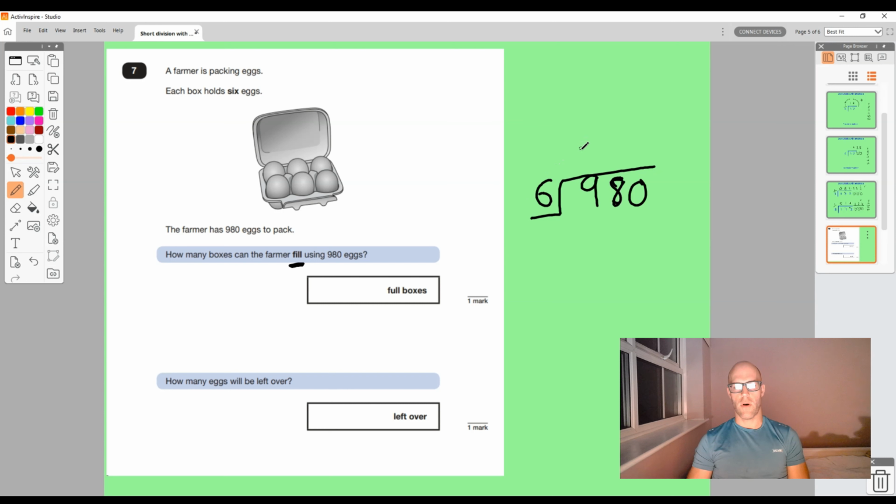6 to fill a box. Let's have a look. So 6 goes into 9 1 time with 3. Might just need to do a toolkit down here. 6, 12, 18, 24, 30, 36, and onwards. And to get to 38, 1, 2, 3, 4, 5, 6 times, with 2 left over.